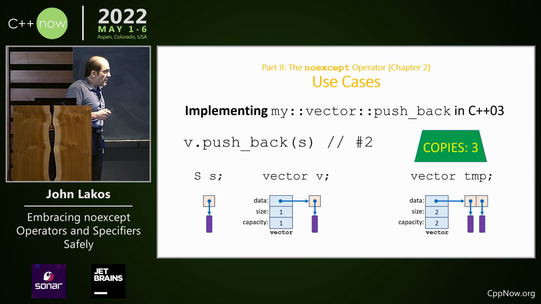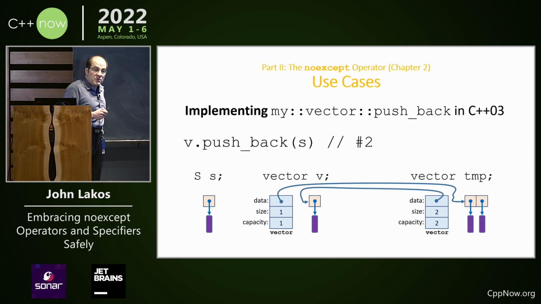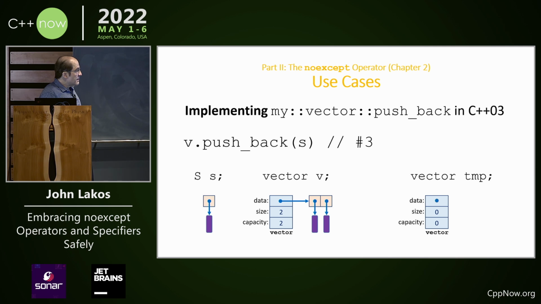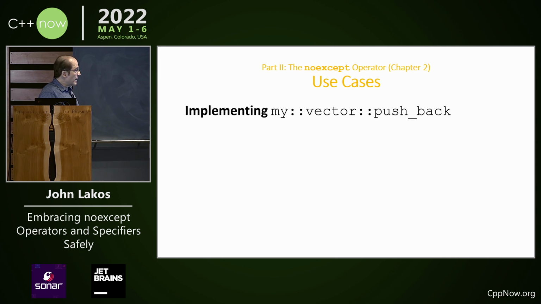This is the third copy. Then I do the swap, and I'm back to this. Now I've done 3 copies so far. Now I go to do the fourth copy, and 4 copies, boom, it throws. That goes away, and there we are. And we have what we wanted to achieve, which is the strong guarantee. All good? That's the old way.